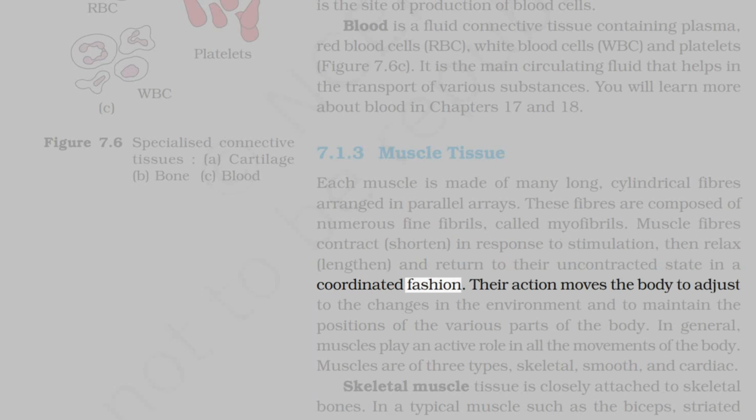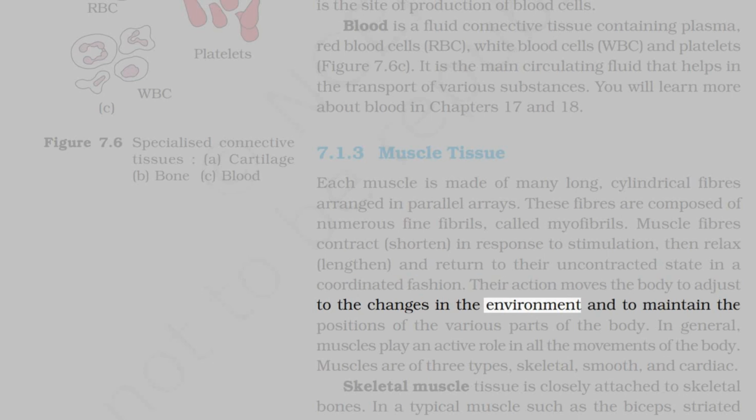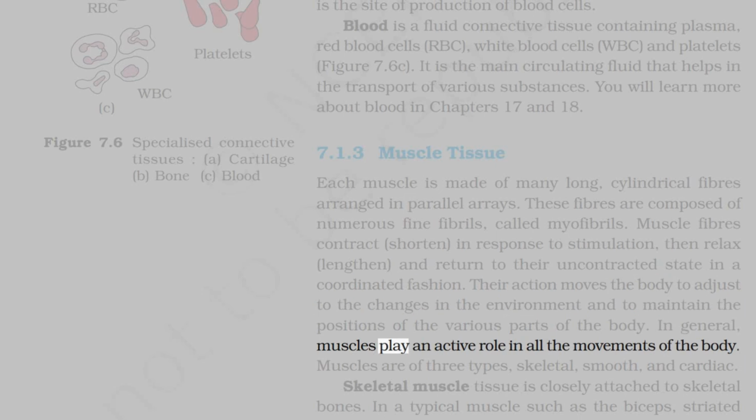Their action moves the body to adjust to the changes in the environment and to maintain the positions of the various parts of the body. In general, muscles play an active role in all the movements of the body. Muscles are of three types: skeletal, smooth, and cardiac.